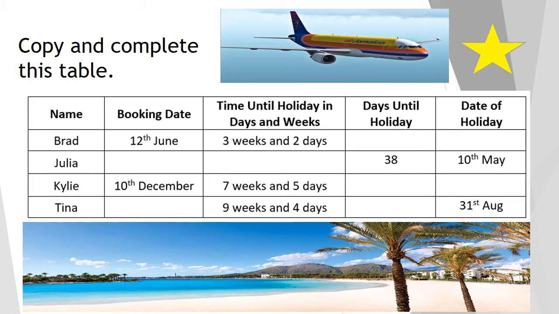First of all, I'd like you to convert the number of weeks and days into days in the box where it says days until holiday, and then write down the date that he will be going on holiday using your calendar just as I've shown you. For Julia, you can see we've only got the date that she's going on holiday, so we're going to have to count back in weeks. It's much easier to count in weeks and then days as opposed to just counting in days, but whichever you prefer. Pause the video whilst you do that.